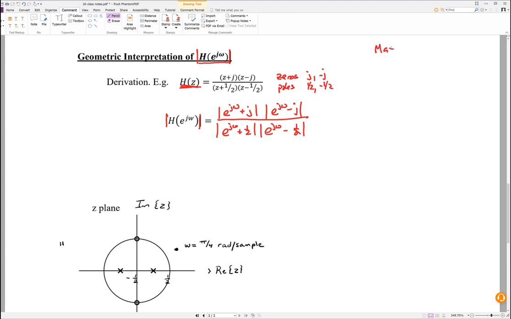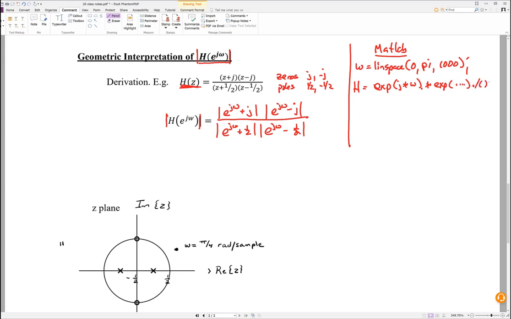If we were to use MATLAB, we could create an omega vector going between 0 and pi and give it a bunch of points to calculate. Then we could calculate our H from the left term, the exponent of j times omega, using element-wise operations, dot divided by two terms and dot times two terms, and we'd have our whole H. Then we could plot omega versus the absolute value of H, and that would tell us the frequency response, given this H of z.